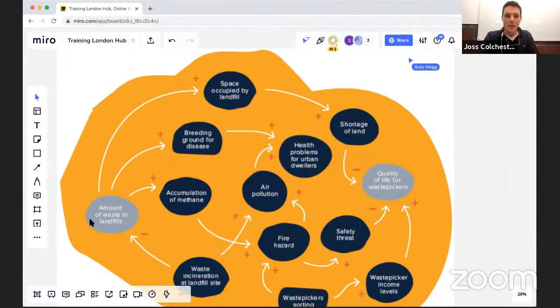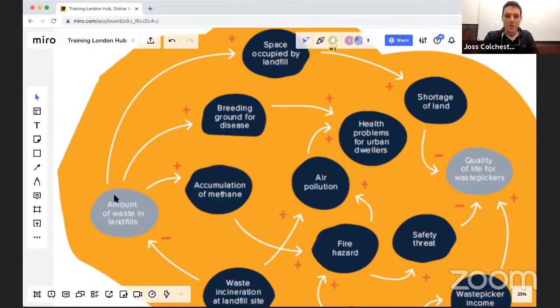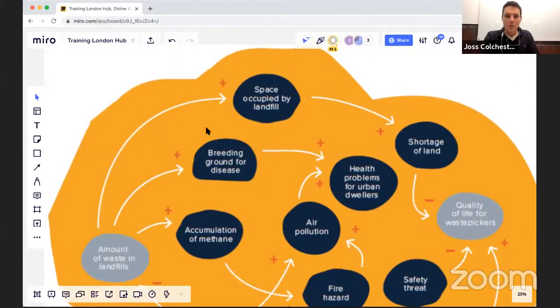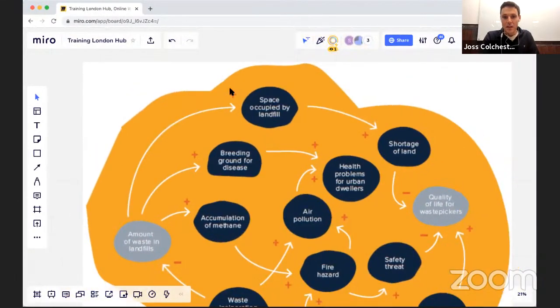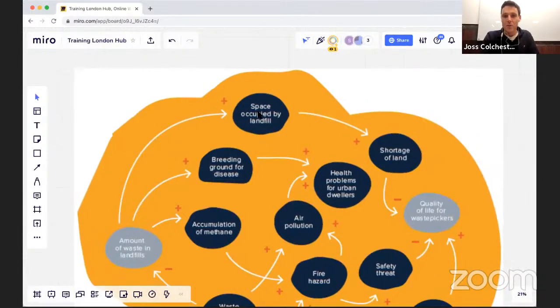We could start here. The amount of waste in landfills. So if that goes up, let's go all the way up here, space occupied by landfills. So if the amount of waste in landfills, if there's more of that, there's a positive link with space occupied by landfills. What's going to happen to the space occupied by landfills?